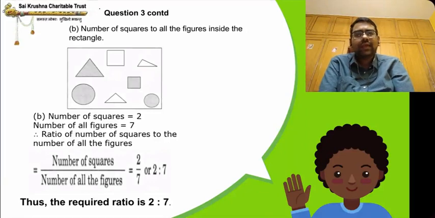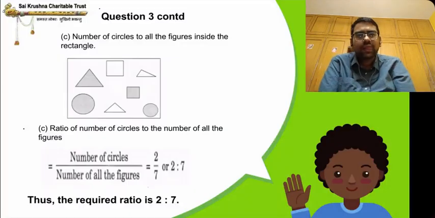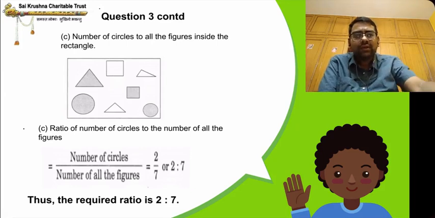Question 3 continued. Number of squares to all figures inside the rectangle. Number of squares is 2, number of figures is 7. Ratio of the number of squares to the number of figures is 2 by 7 or 2:7. Required ratio is 2:7. Question C. Number of circles to all figures inside the rectangle. How many circles are there? 2. Number of all the figures is 7. 2 by 7 in fraction or 2:7 using ratio. Required ratio is 2:7.